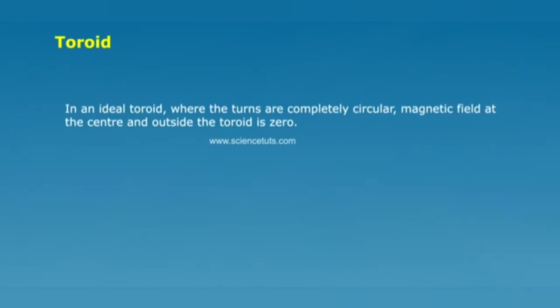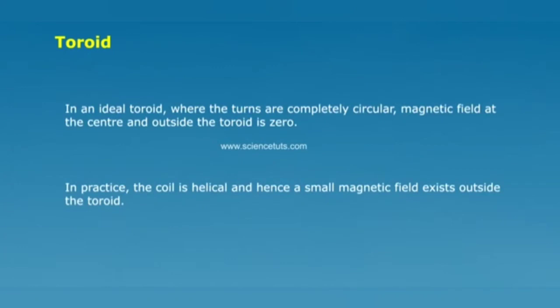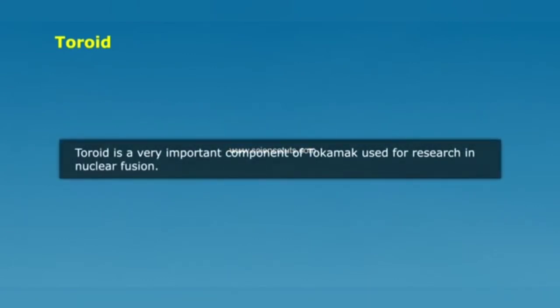Okay. Toroid. An ideal toroid is one where the turns are completely circular. The magnetic field at the center and outside the toroid is 0. In practice, the coil is helical, hence there is also a small magnetic field outside the toroid. The toroid is a very important component of the tokamak, which is used in the research of nuclear fission. Thank you all. Have a nice day.